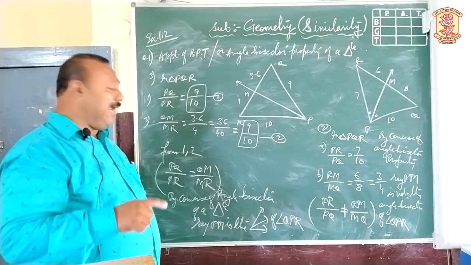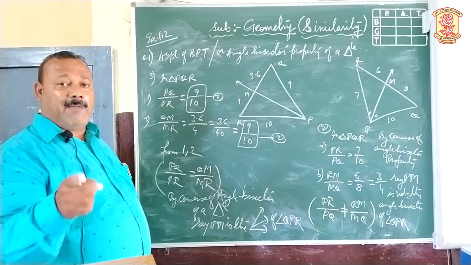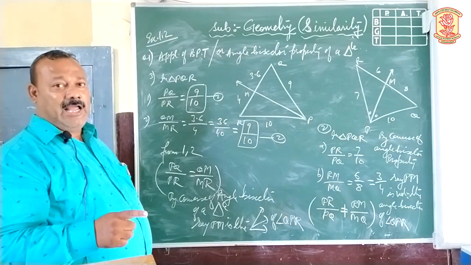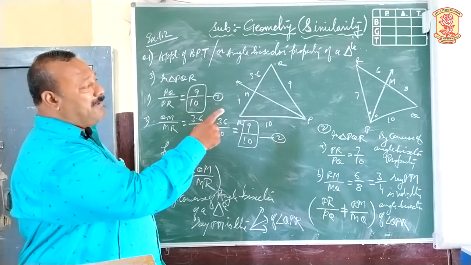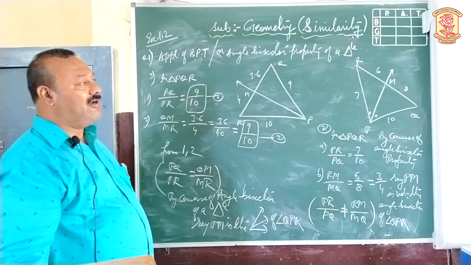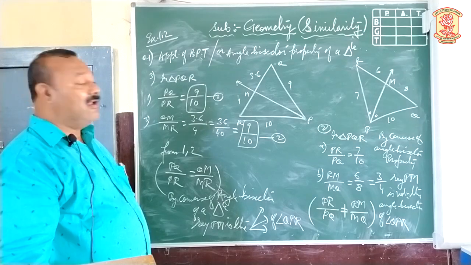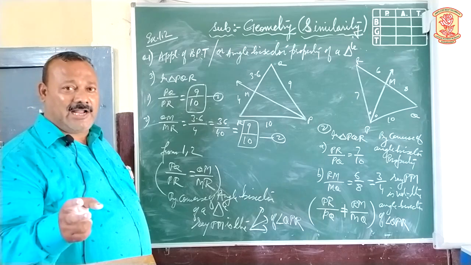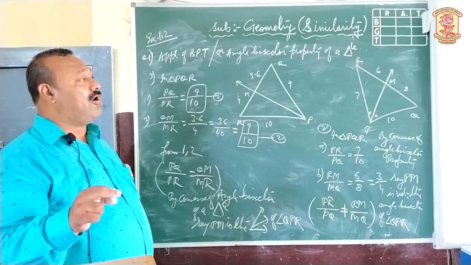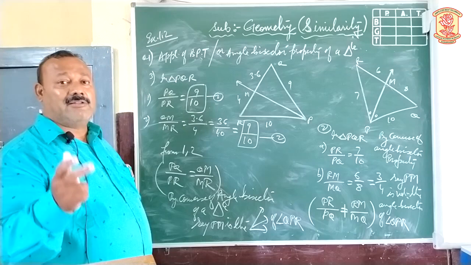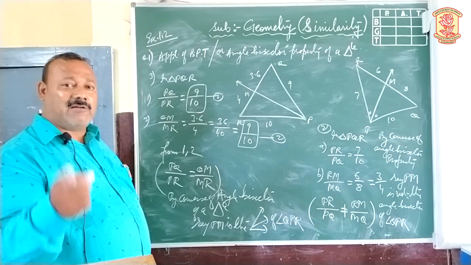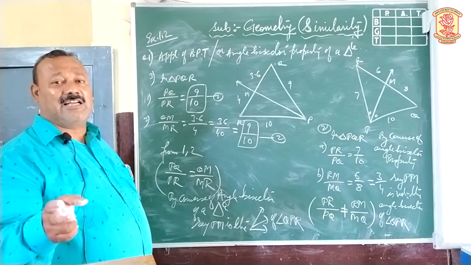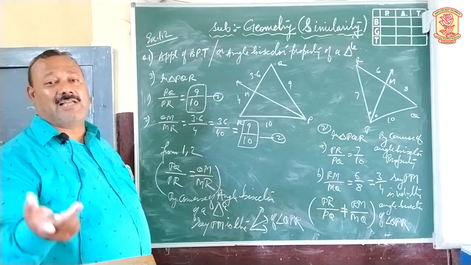In case 1 and in case 3, ray PM is the angle bisector of angle QPR. And in case second, ray PM is not the angle bisector of angle QPR. Why is it not the angle bisector? The ratio of the remaining sides of the triangle is not equal to the ratio in which the ray divides the opposite side. These ratios are not equal. That is the reason that the given ray is not the angle bisector.